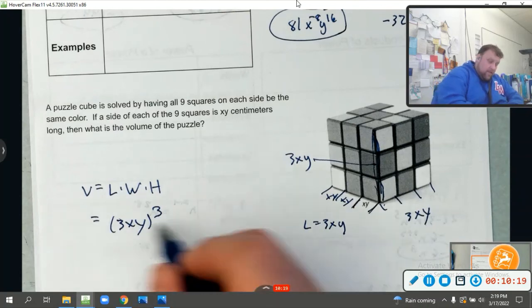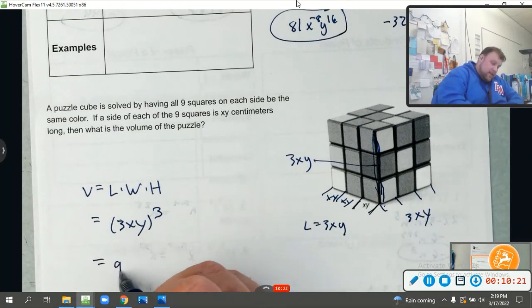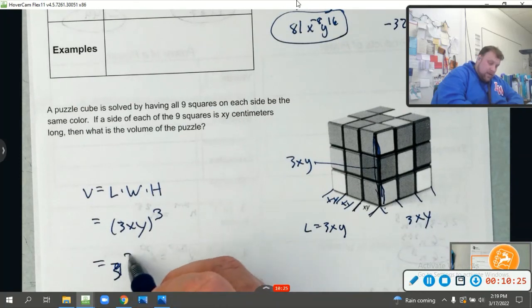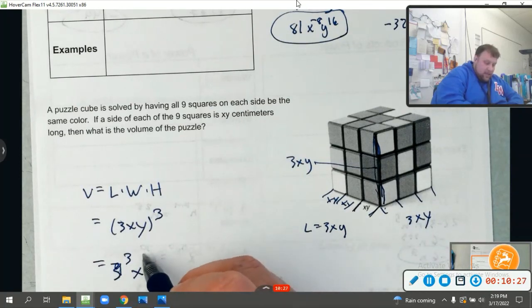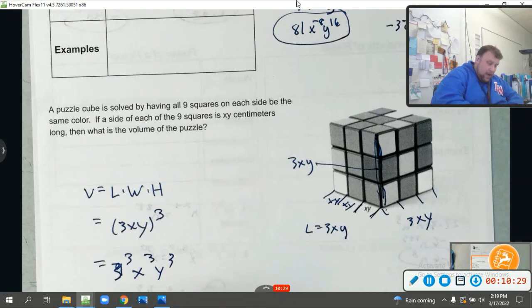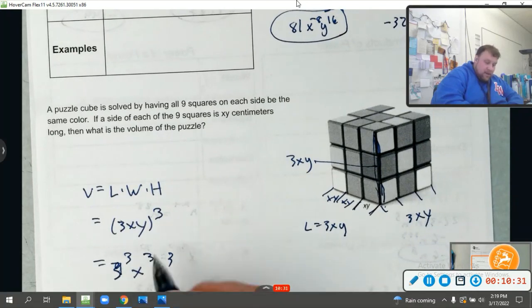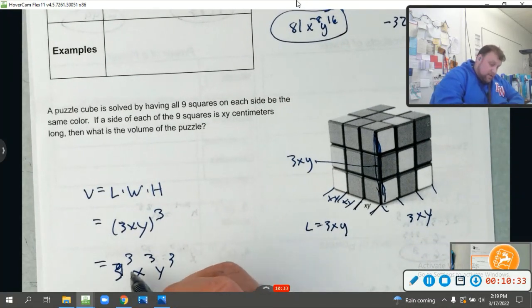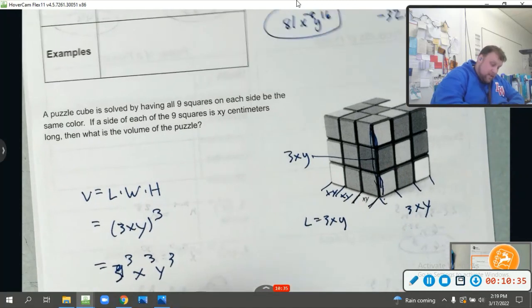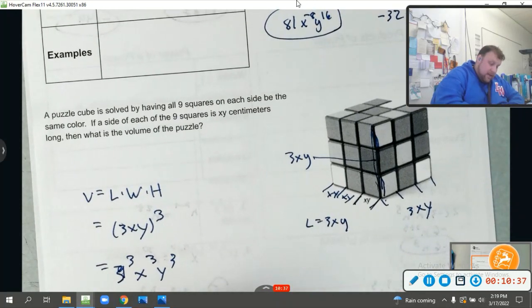And we can finish that off. What is it? It's 3 to the third power, x to the third power, y to the third power. And that would become, well, 3 times 3 is 9, times 3 is 27. 27x cubed, y to the third.